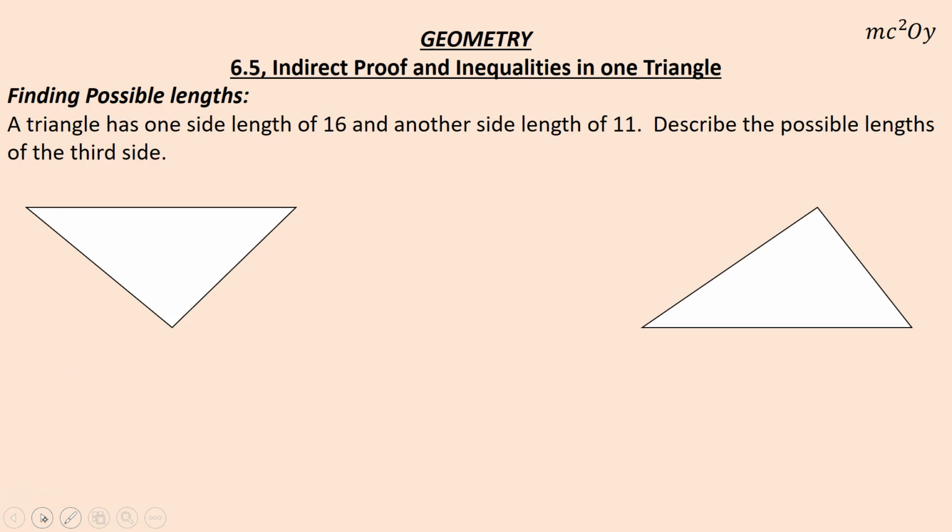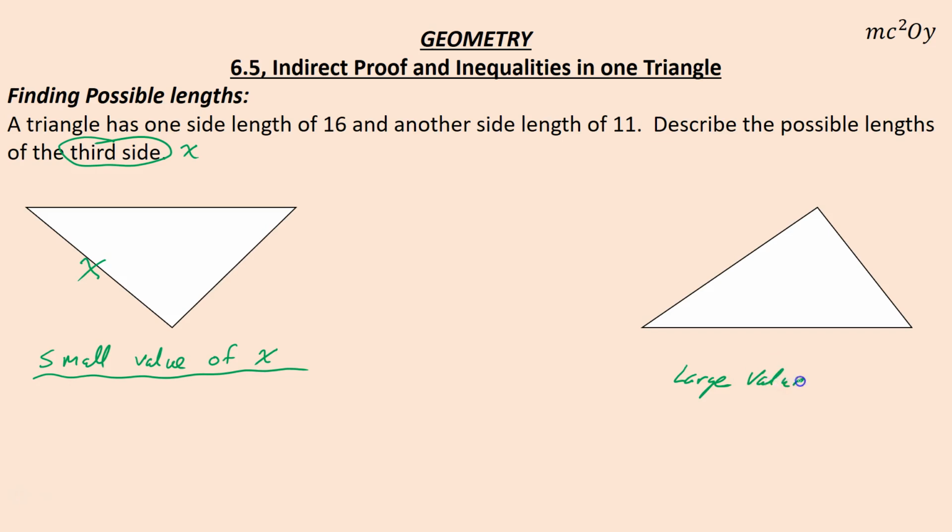The triangle has one side length of 16 and another side length of 11. Describe the possible lengths of the third side. So you have two scenarios, really. You could say, well, the third side, we're going to call the third side X. Okay. So we could say the third side is a small value of X. In other words, it's not the longest side. That's one scenario. The other scenario is a large value of X, which means it is the longest side.